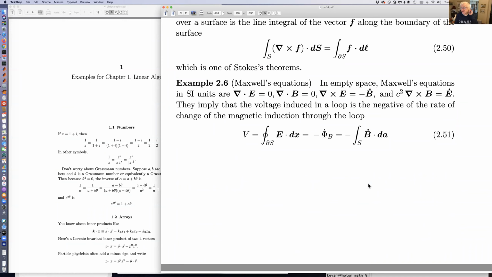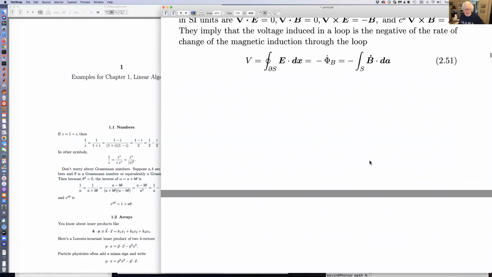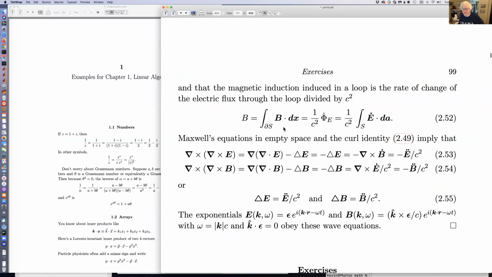Maxwell's equations in empty space are particularly nice to look at because you can just write them like this. There's only one constant involved, c squared here. And so you take this equation and you put it here and you get the integral of E around a surface is minus the rate of change of the flux through the surface. And most of the machines in the world use this equation, and they may also use this equation. They probably use both equations. The integral of B around a surface along the perimeter is 1 over c squared times the changing electric flux through the surface, and that is the integral of E dotted over the surface.